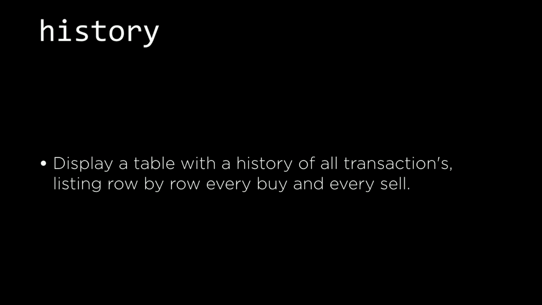But you'll display all of that just inside of a table, similar in spirit to the index table, but while the index table shows all of the stocks the user currently has, your history table will show all of the transactions that have ever happened for the user, row by row, every time the user has ever bought or sold a stock.